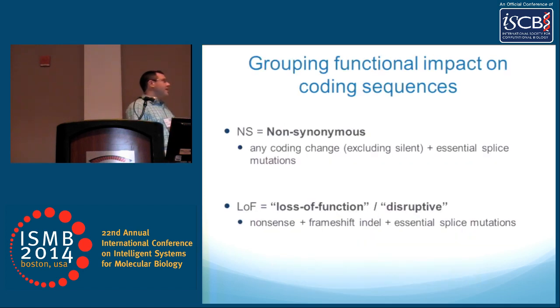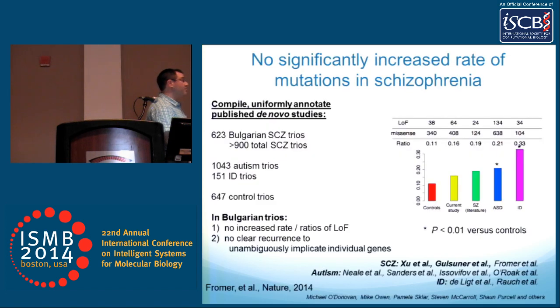So we could group them into non-synonymous variants, which is basically excluding silent mutations from the coding set. Or we could look at the more strictly defined loss of function set or disruptive set, which is really just focusing on things that are seemingly guaranteed to have an effect on protein function, including nonsense, frame shifting indels, or essential splice site mutations. Again, these aren't guaranteed, but they should be enriching for things that are more likely to have an impact and perhaps be more associated with disease.